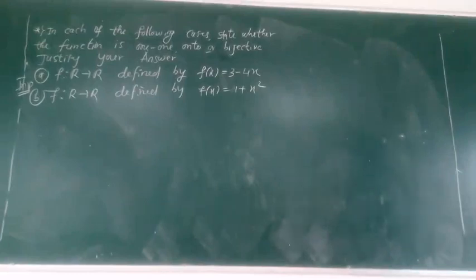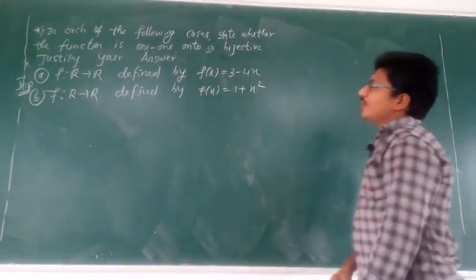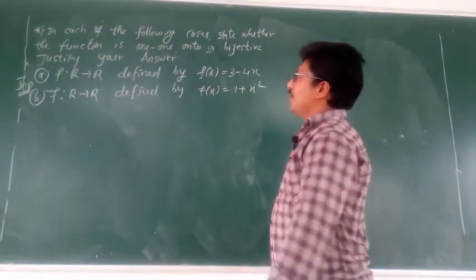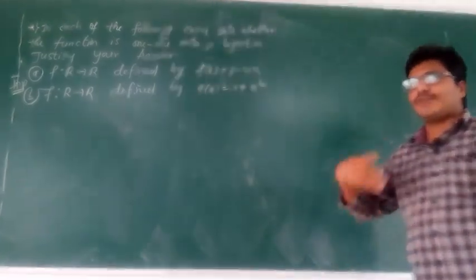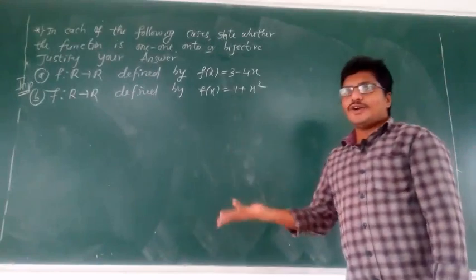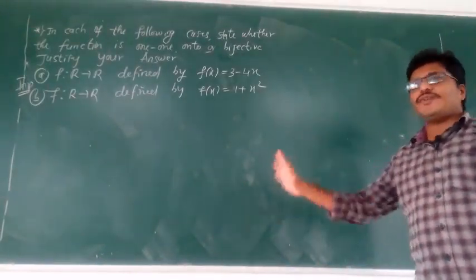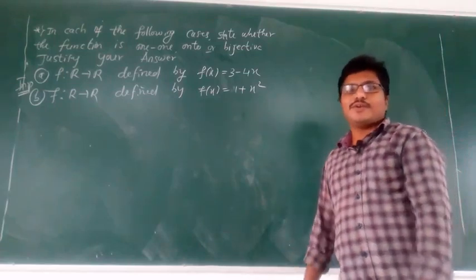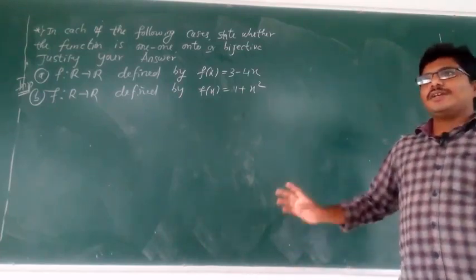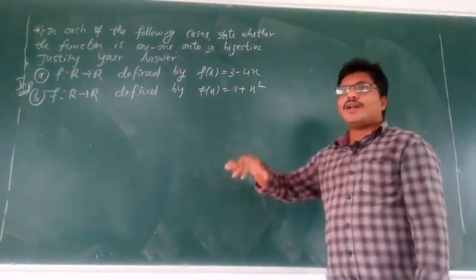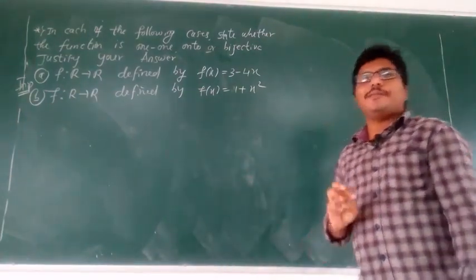In each of the following cases, state whether a function is one-one, onto or bijective. First you have to check whether it is one-one and onto. If both are satisfied, it is definitely bijective. Any function that satisfies both one-one and onto is called bijective.